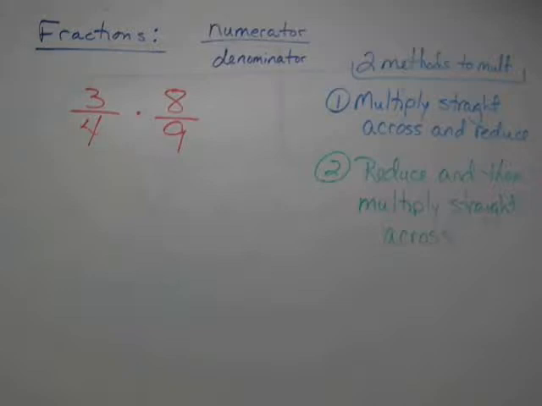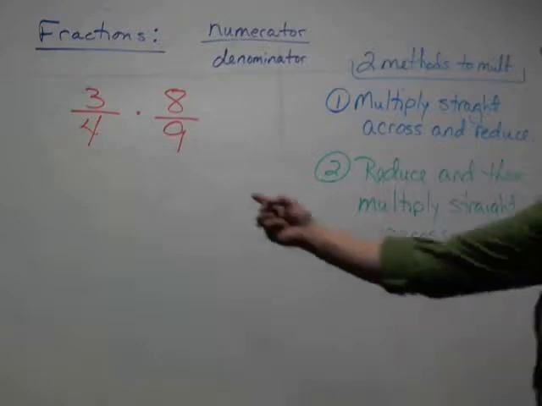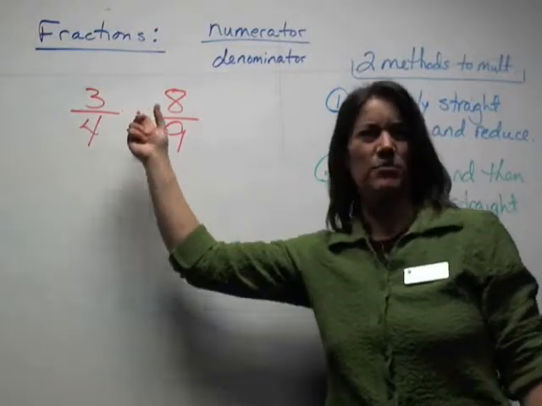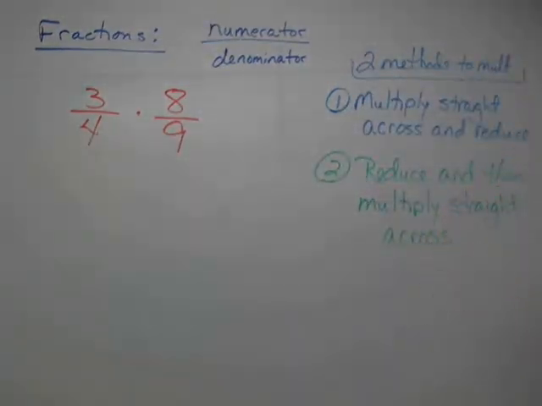There are 2 methods that we can use to multiply fractions. If I have 3/4 times 8/9, remember that's what that raised dot in the middle means, is multiplication. If I have 3/4 times 8/9, I can multiply this two different ways.